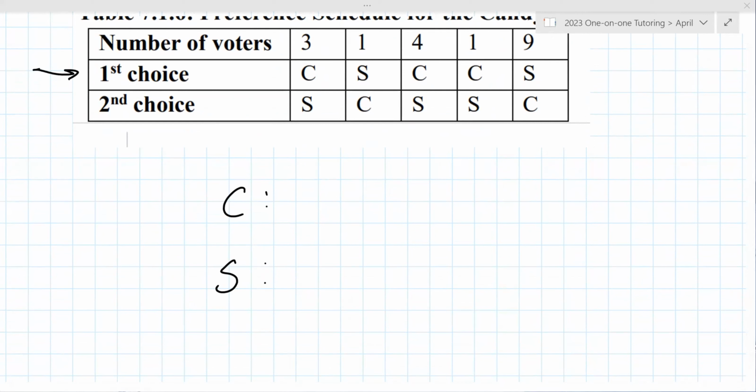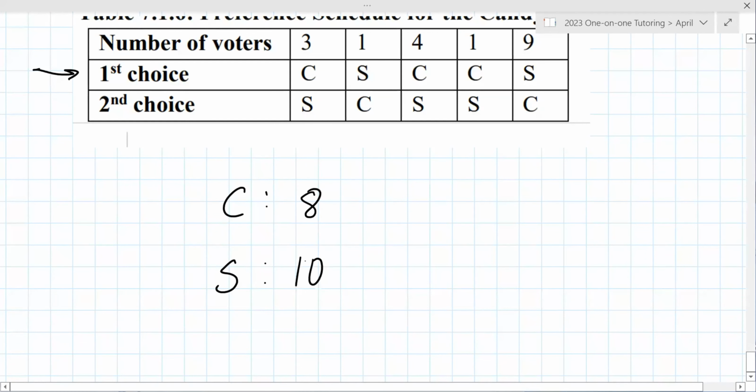C is 8 and S is 10. Okay, do you have a majority? Yes, S. All right. So yeah, S would be your winner.